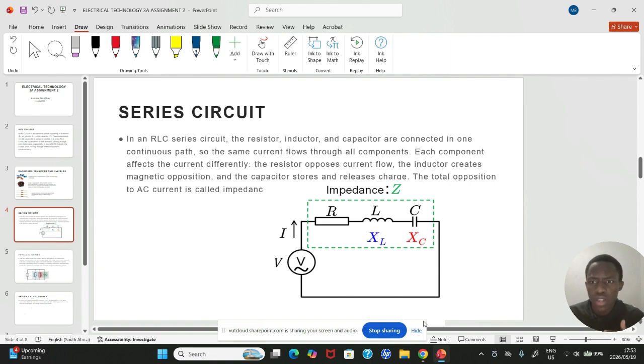Each component affects the current differently. The resistor opposes the current flow. The inductor creates magnetic opposition. The third one, the capacitor, stores and releases charge. So in all, they form the opposition to AC current, which is called impedance. Right, let's go to what the parallel circuit has for us.